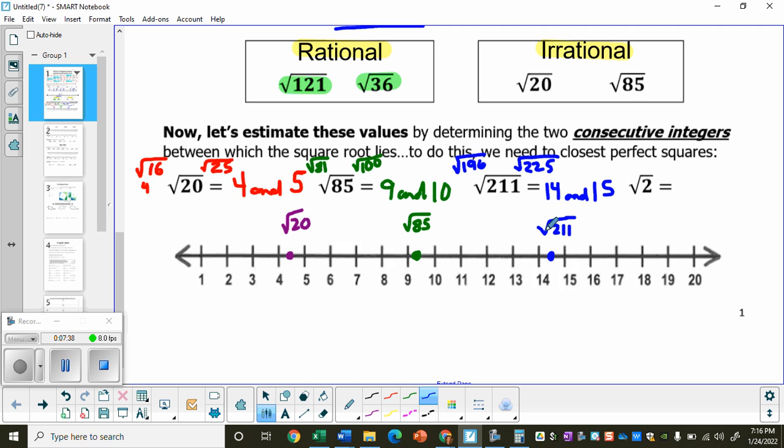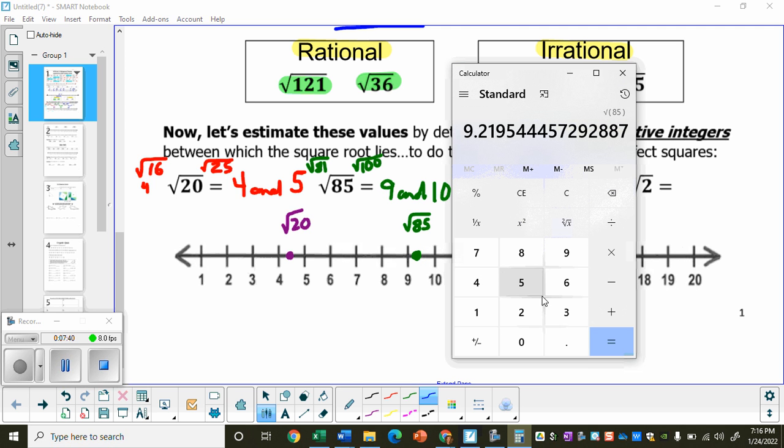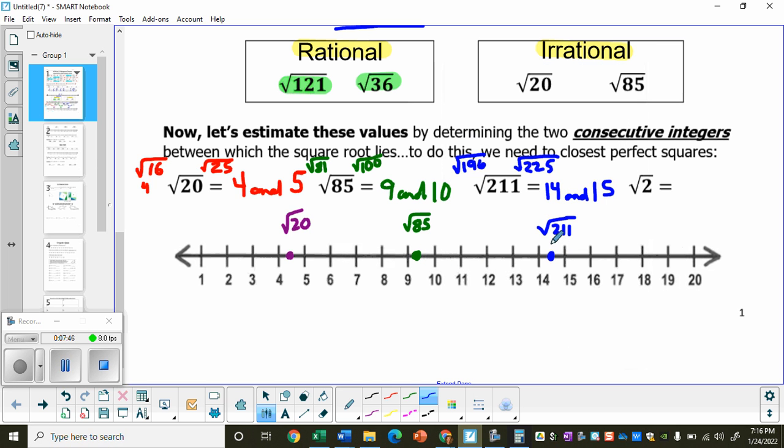And let's just use a calculator to see if I estimated that one. If I do 211 and take the square root of that, yeah, see, 14.5. It's pretty much smack in the middle. And like I said, it's a little bit closer here. So if you want to try to move it, again, it literally doesn't matter, it's pretty much in the middle.